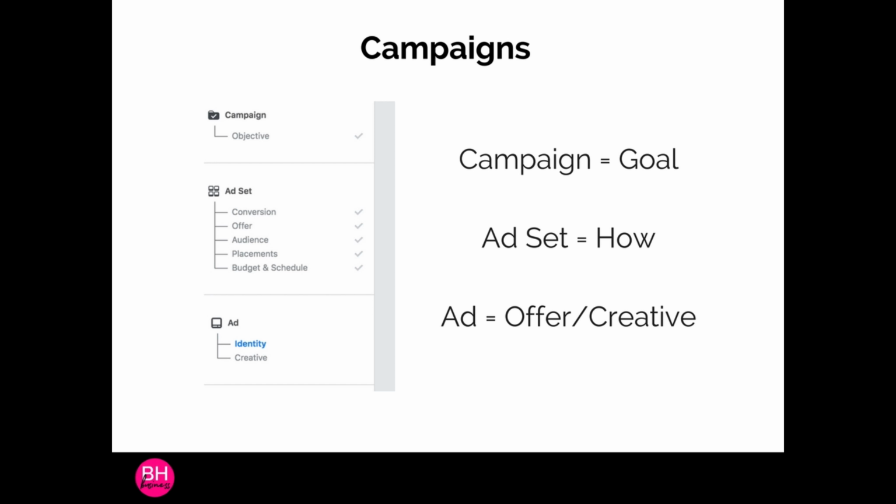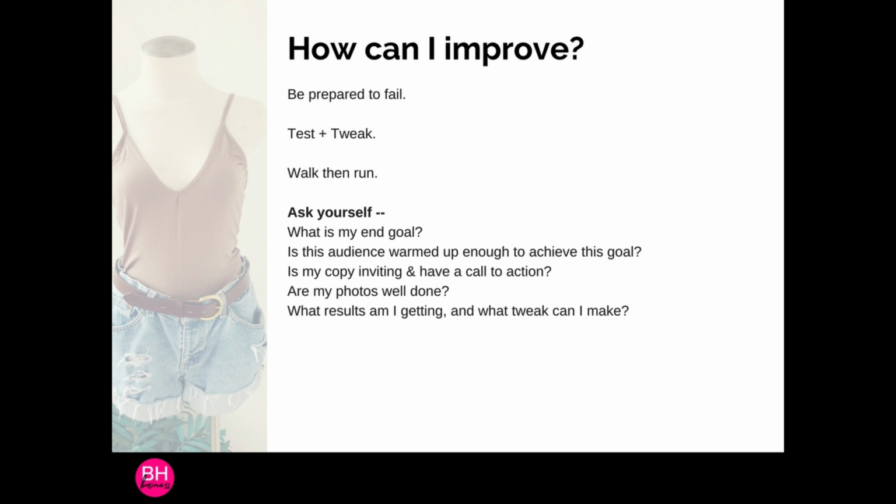Then when you set up the campaign, there's the campaign, the ad set, which is the offer, the audience, the placement, the budget, and the schedule. And then finally, there's the ad. That's the actual creative, the photo, the copy, the offer that you're going to create. And there can be multiple ads within your ad set.